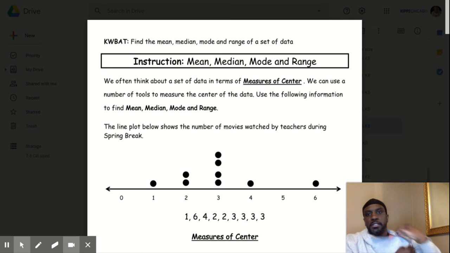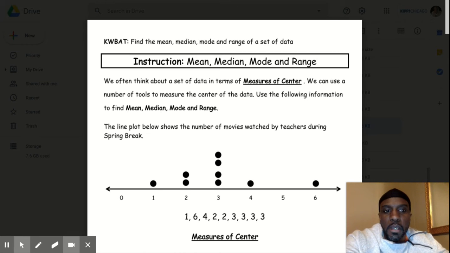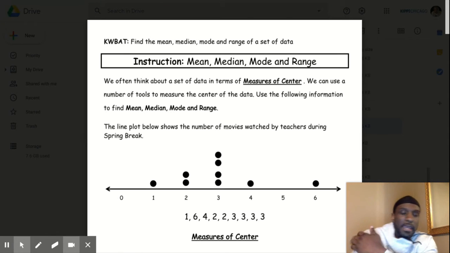This is Mr. Hunt. Today we're going to continue in the area of statistics, but we're going to talk about finding the mean, the median, the mode, and the range of a set of data.